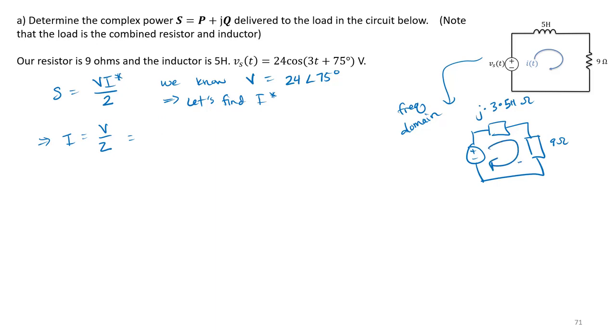So in this case, our current I will be given by our voltage 24 angle 75 degrees divided by 9 plus j15 ohms. If we convert that to polar form, we get 24 angle 75 degrees divided by 17.5 angle 59 degrees, which gives us 1.37 angle 16 degrees amperes. So we found our current. All that's left is to find our complex power.